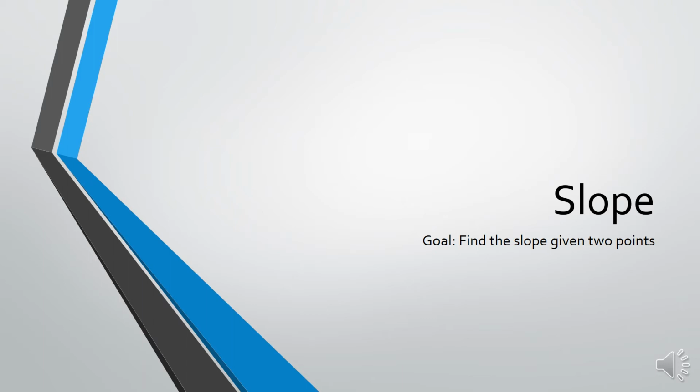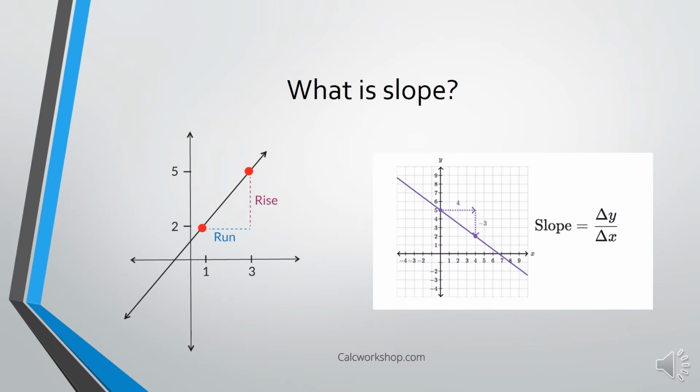So now that we've looked at how we graph lines and how we plot points, we're going to look at slope. So the goal is going to be to find the slope between 2 points. The first thing that we need to discuss is what is slope. So if I'm looking at my xy plane or my Cartesian plane, the slope is telling me how much I rise divided by how much I run. So it's the ratio of rise over run.